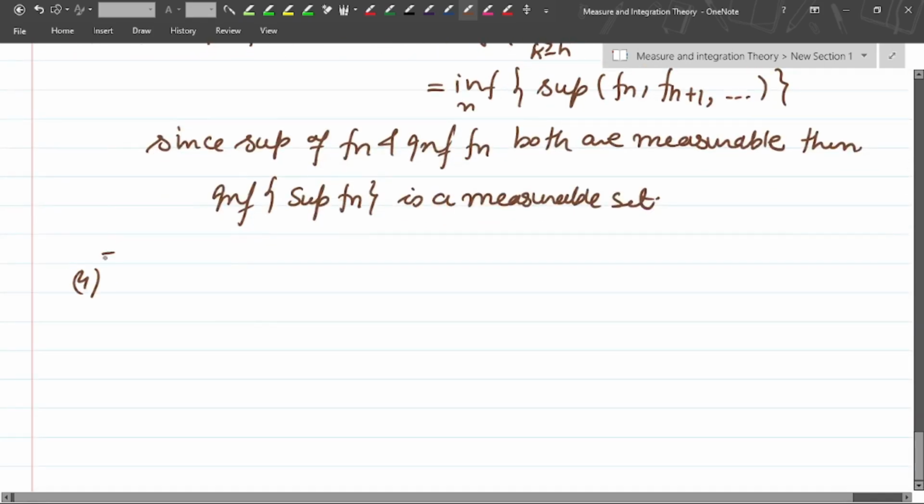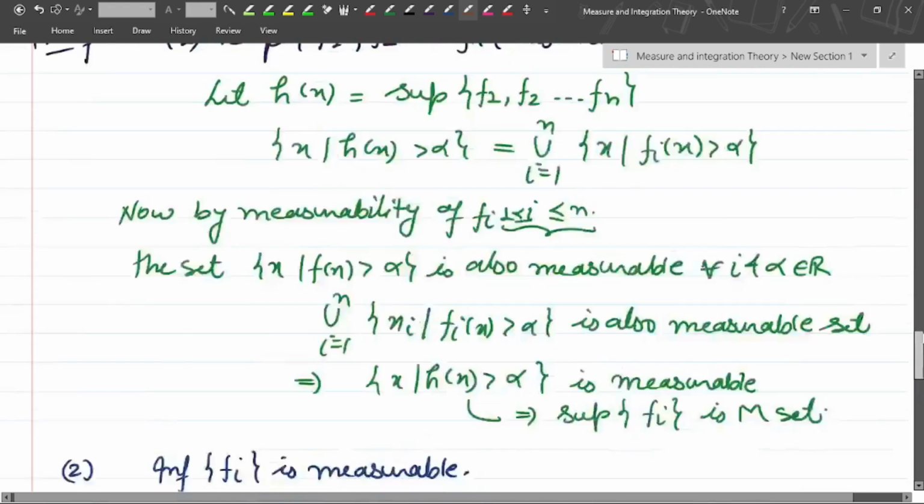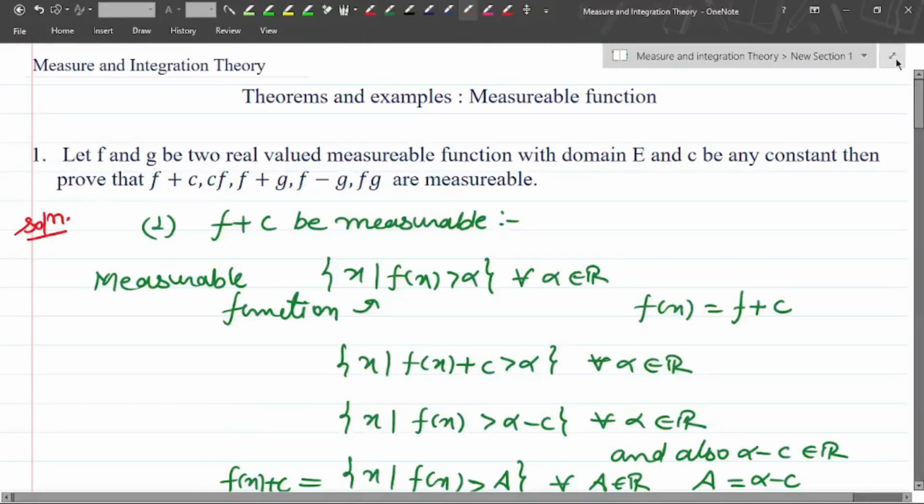Similarly, fourth, what is the limit inferior? The limit inferior of Fn is the supremum over n of all the infima of the functions Fk, where k is greater than n. Similarly, you can do the same. So this is the concept of the measurable function, with the example and related theorem.